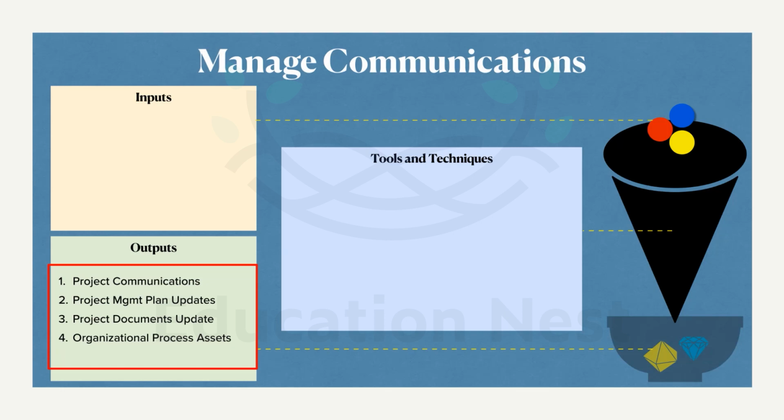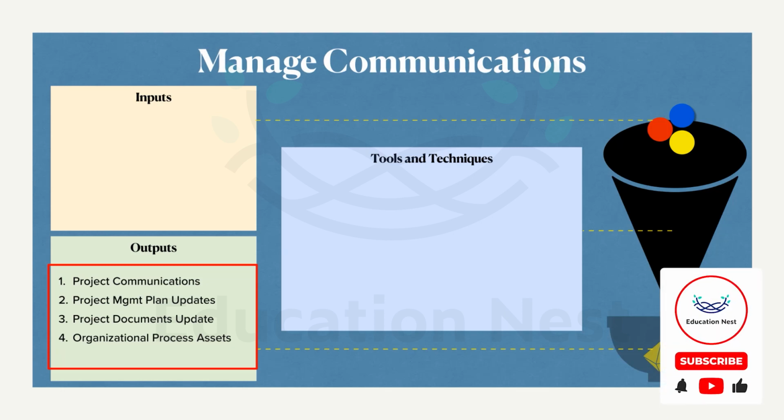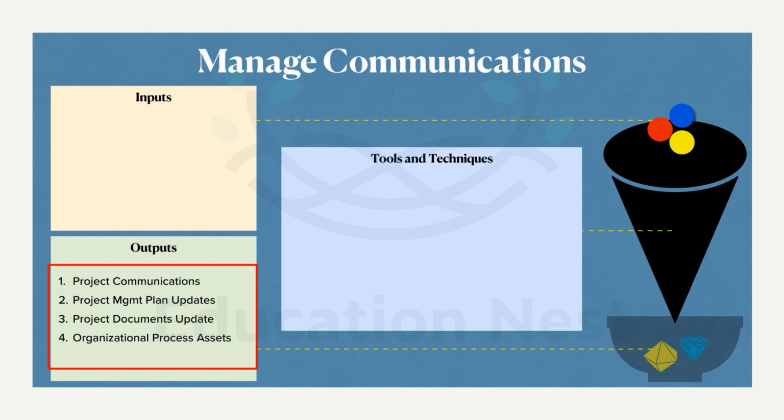If we talk about the outputs here, the first thing as an output is the project communications. I think this is also something new that we have not learned so far. This is nothing but the summary of the current status of deliverables. The project management plan gets updated. If not the complete management plan, typically the communication management plan, the stakeholder engagement plan, anything that is related to the communication gets updated here.